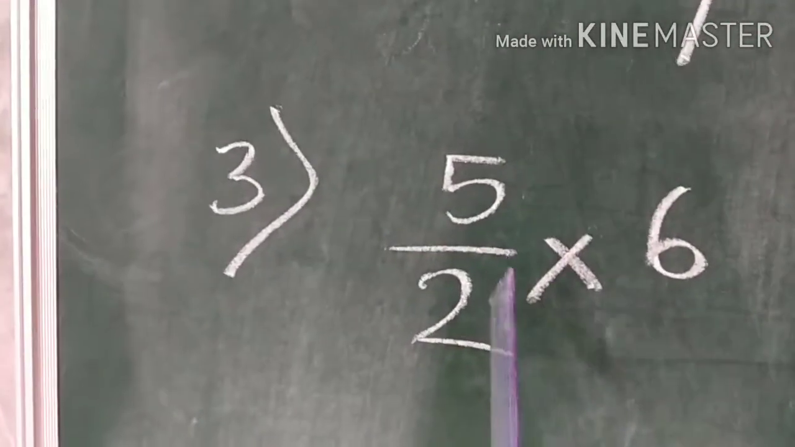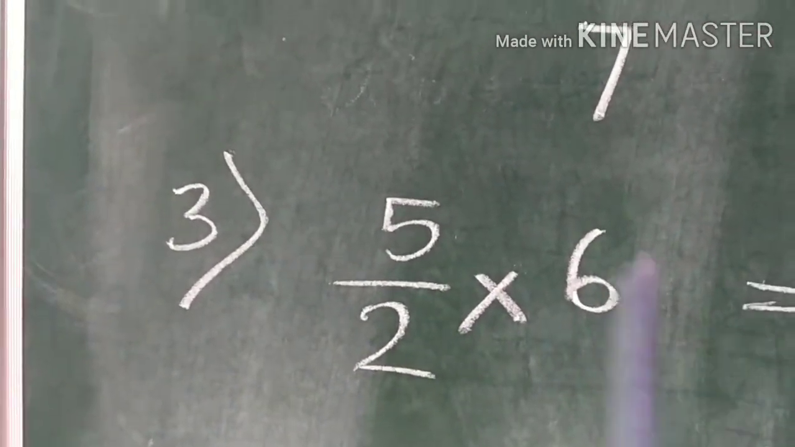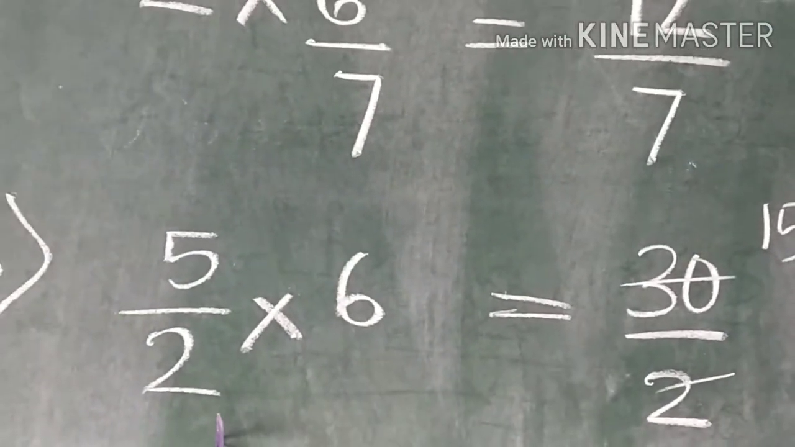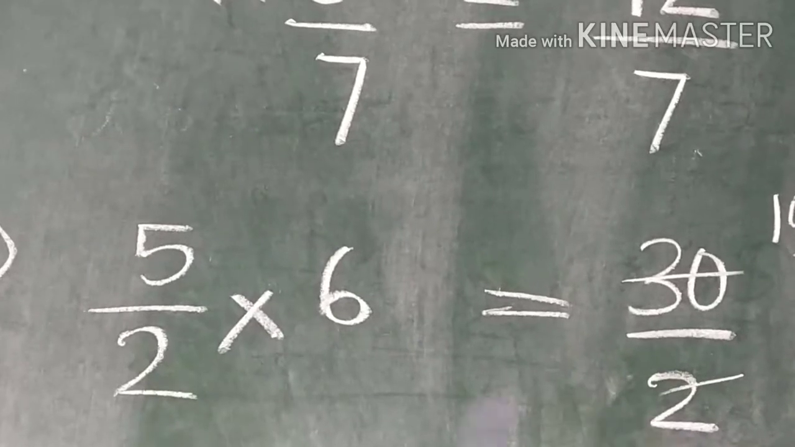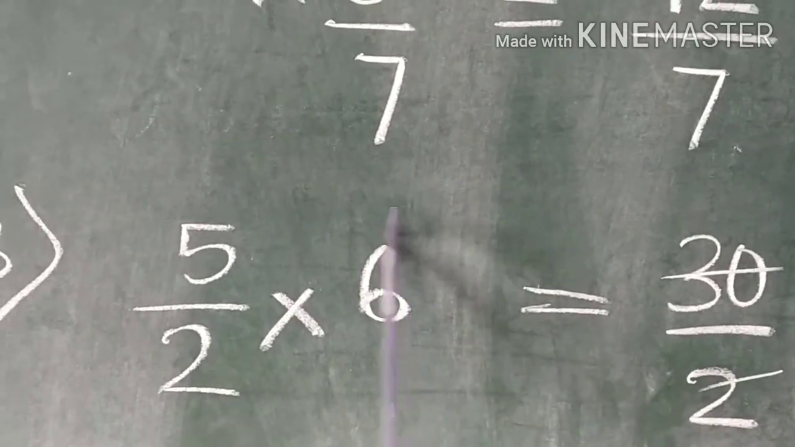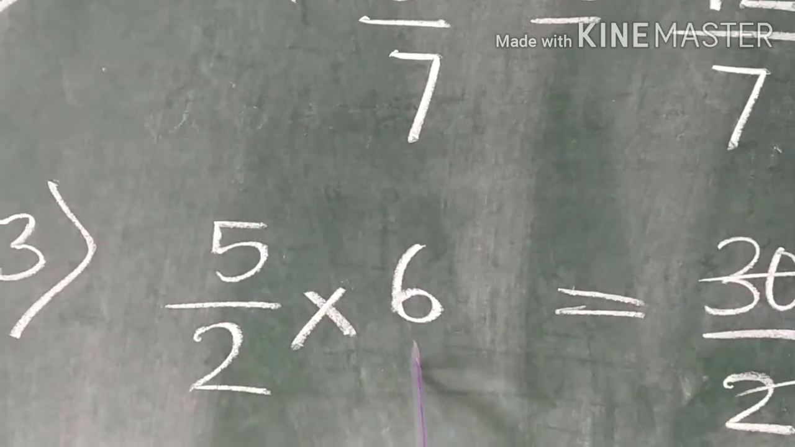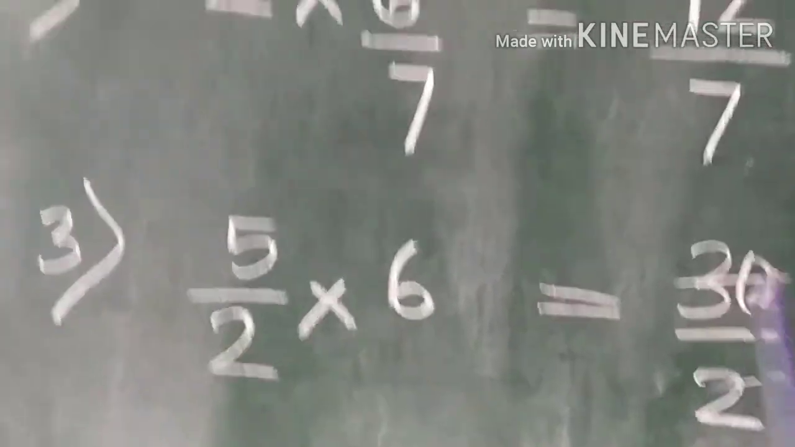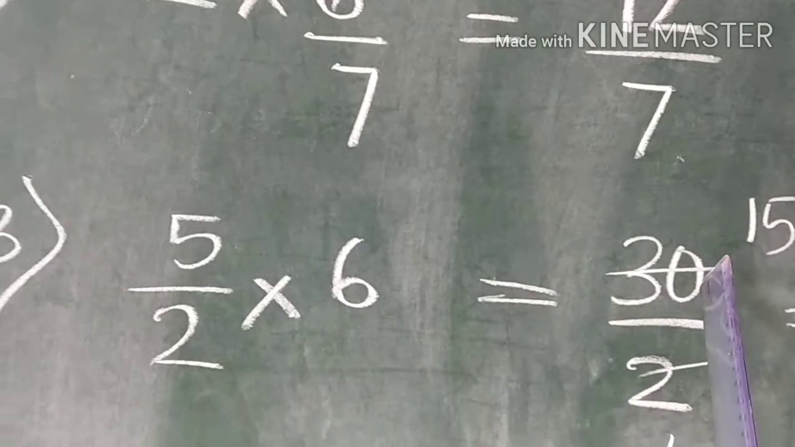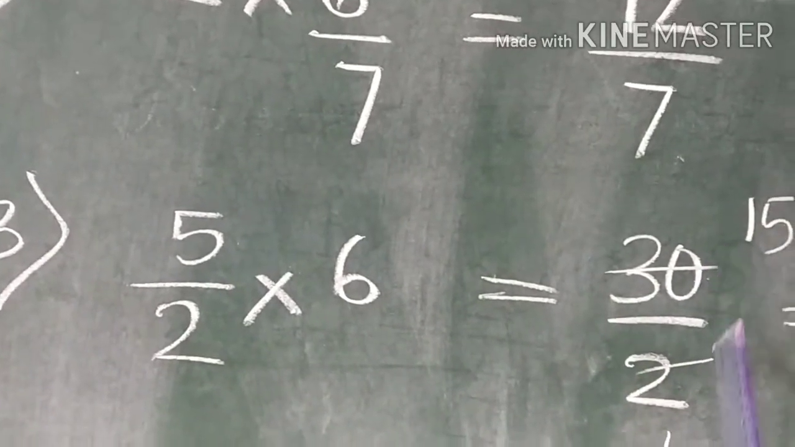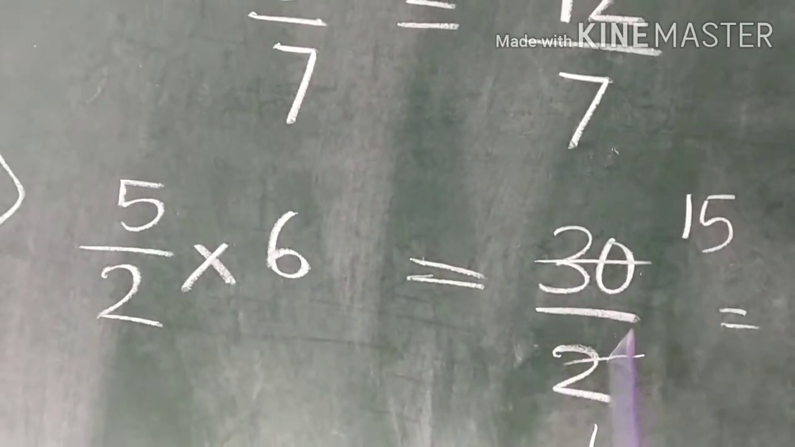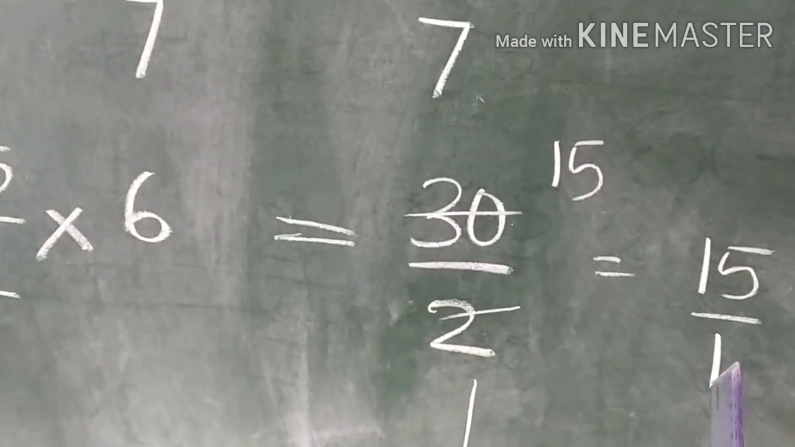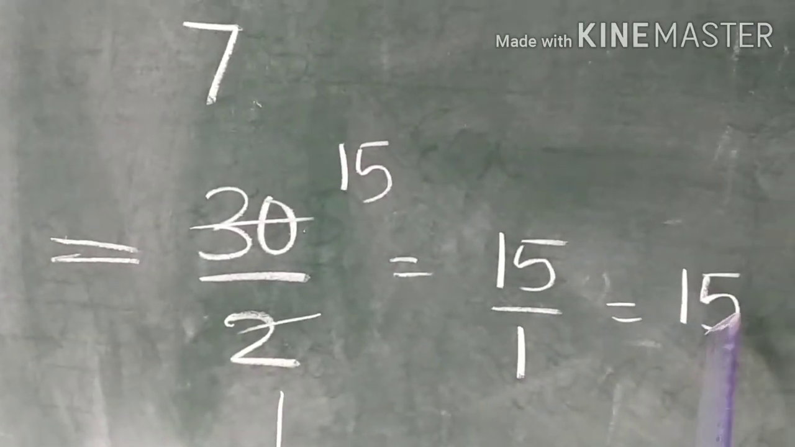Again, 5 by 2 into 6. So 5 6s are 30. 2 1s are 2. Here when it is a whole number, it has 1 in the denominator. So 2 into 1 is 2. When it is 30 by 2, we can again simplify this to the lowest form. So 2 1s are 2, 2 15s are 30. So we get 15 by 1, that is 15.